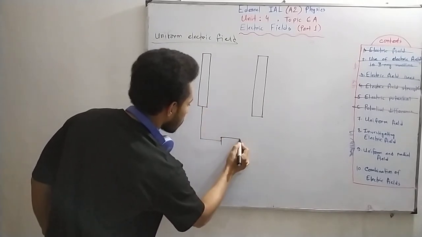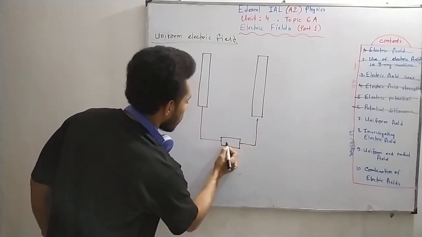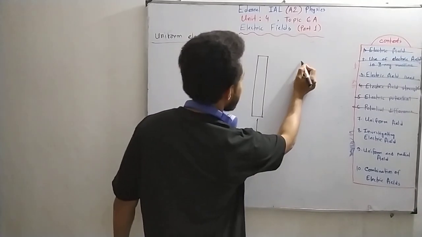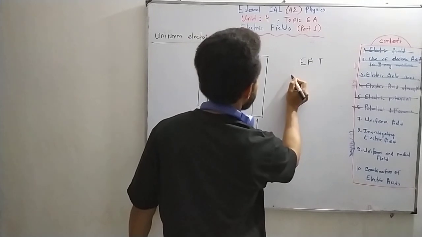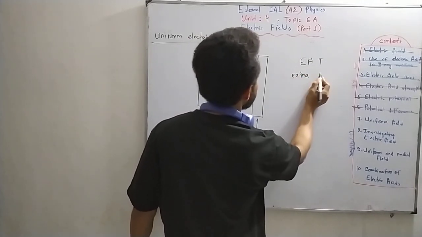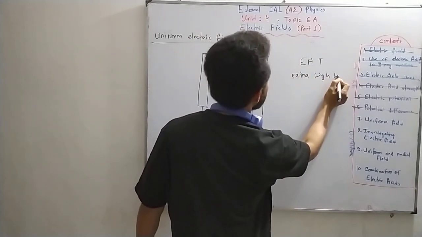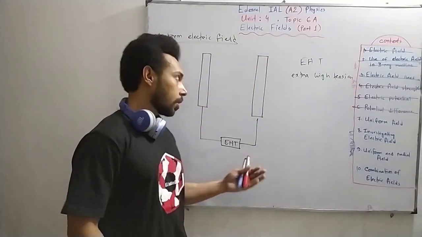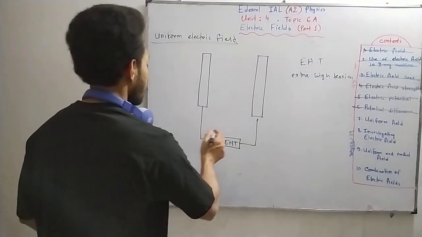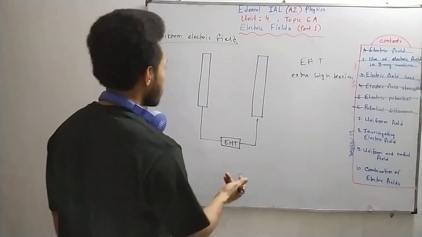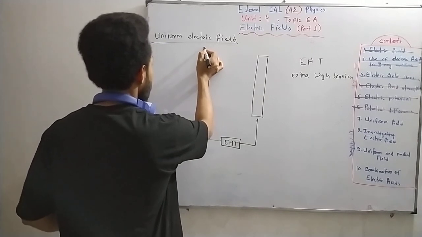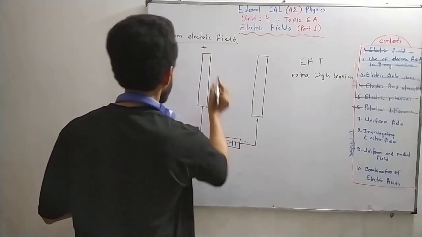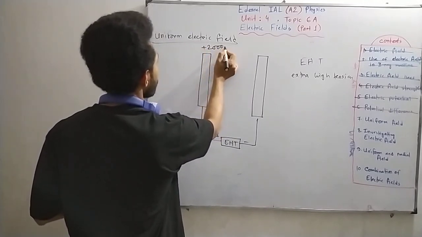Connect this with a power supply, and this is EHT, and EHT stands for extra high tension. Okay, and this is the power supply we made in this case, and by adjusting it you can set up an electric field. This is the positive and this is the negative terminal, so this will be at plus 2000 volts.